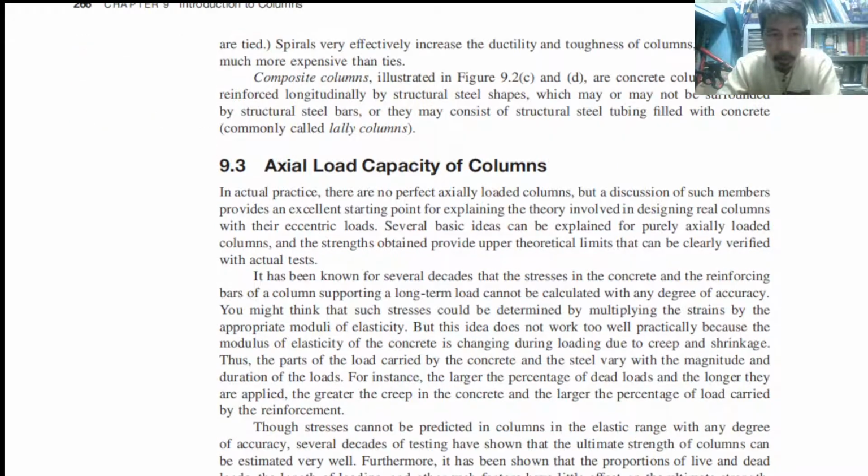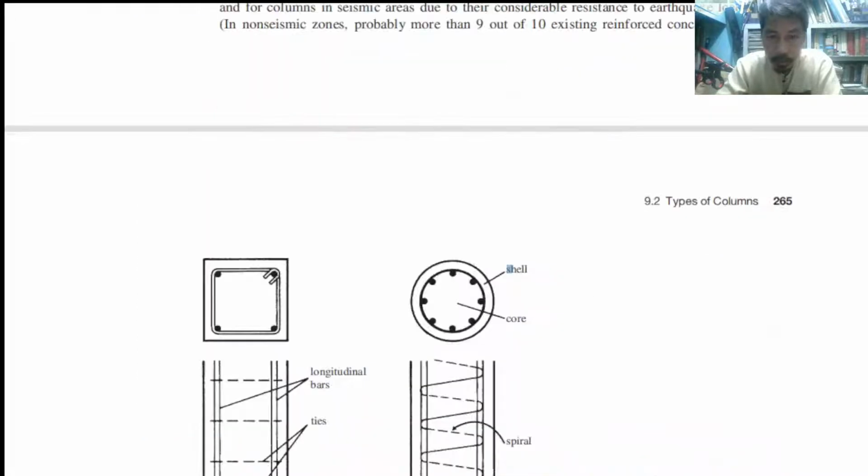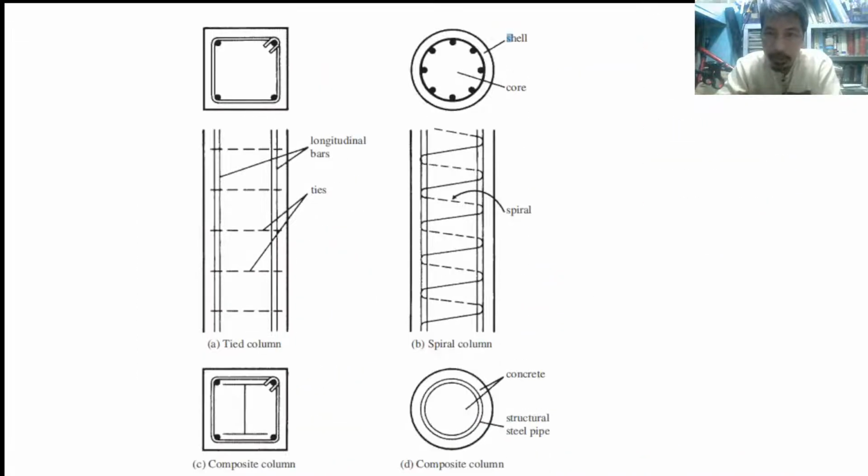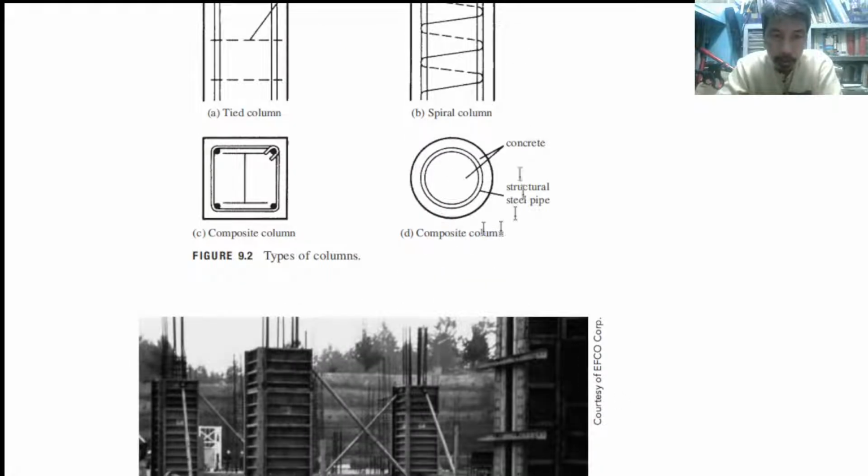Then we also have composite column. Okay, so as shown in the other composite. So composite here, composite type, meaning we have this tied column steel reinforcement. We have also the W section. We have W section here inside. We have the concrete part and we have the structural pipe, and therefore this and this one are what we call composite column. They are not reinforced, they are composite column.